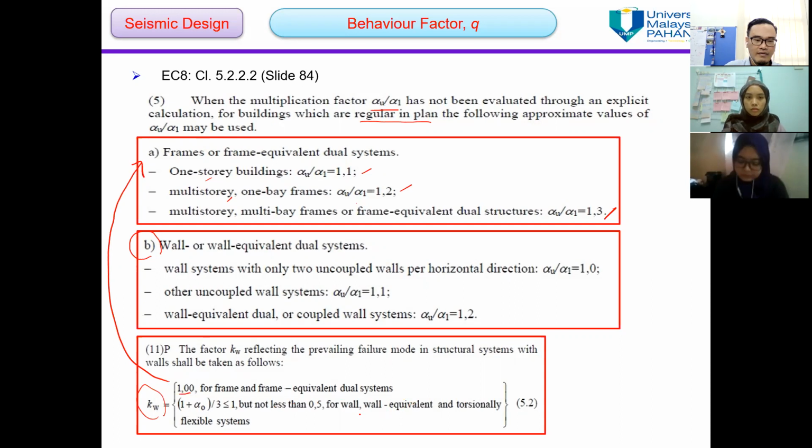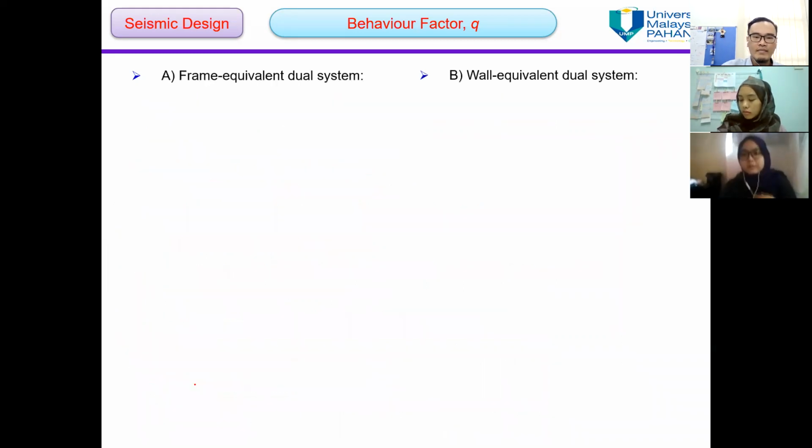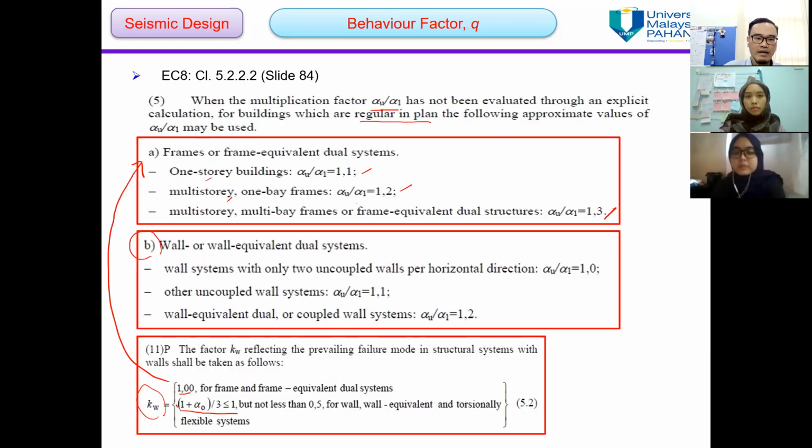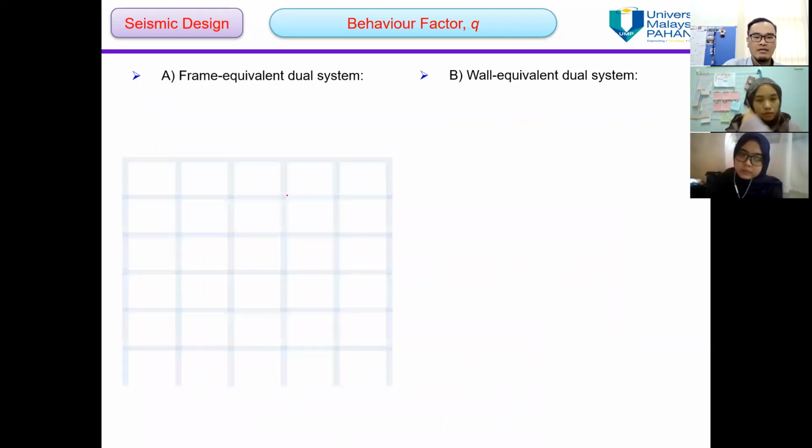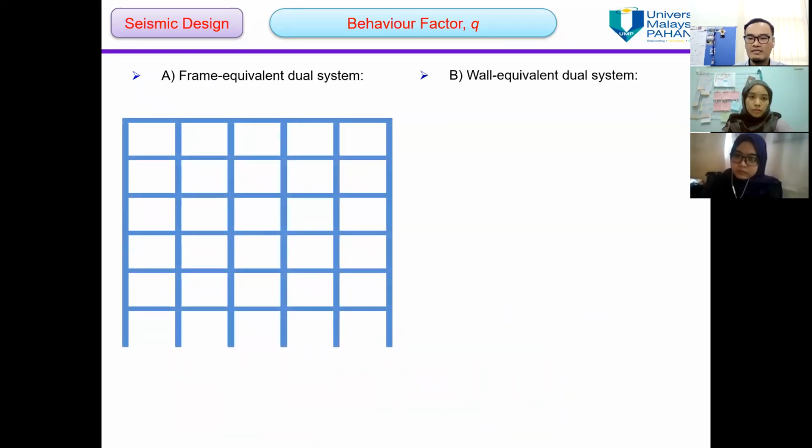And then for category B, we have to derive the value of kW based on this equation. Recall, A is frame or frame equivalent dual system, and B is wall or wall equivalent dual system. Let's take a look at the frame equivalent dual system. Let's say this is the frame system, this is the moment resisting frame system. And when we talk about a dual system, it means we might have a shear wall here. This is the wall.